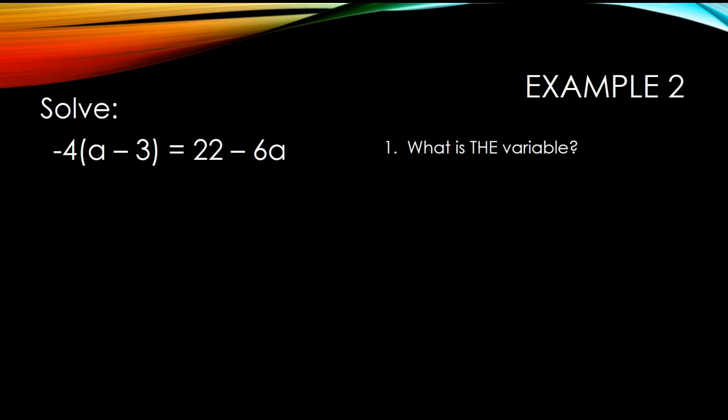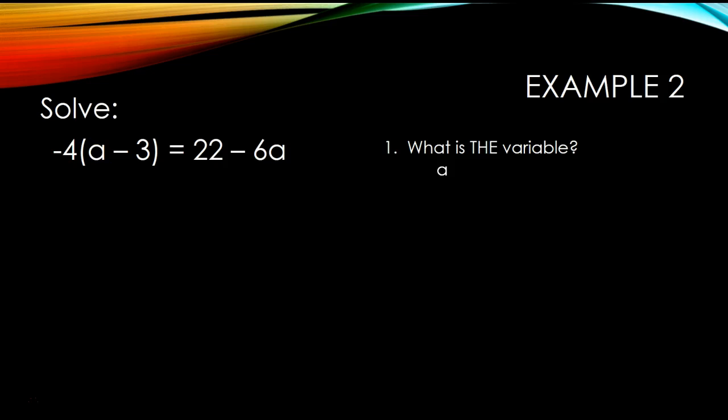Our first question, what is the variable? Again, I notice that my variable is definitely a, but there are two. And having two is going to make our problem difficult to solve with inverse operations. We need to work to get it down to one variable. So I need to do some manipulation.